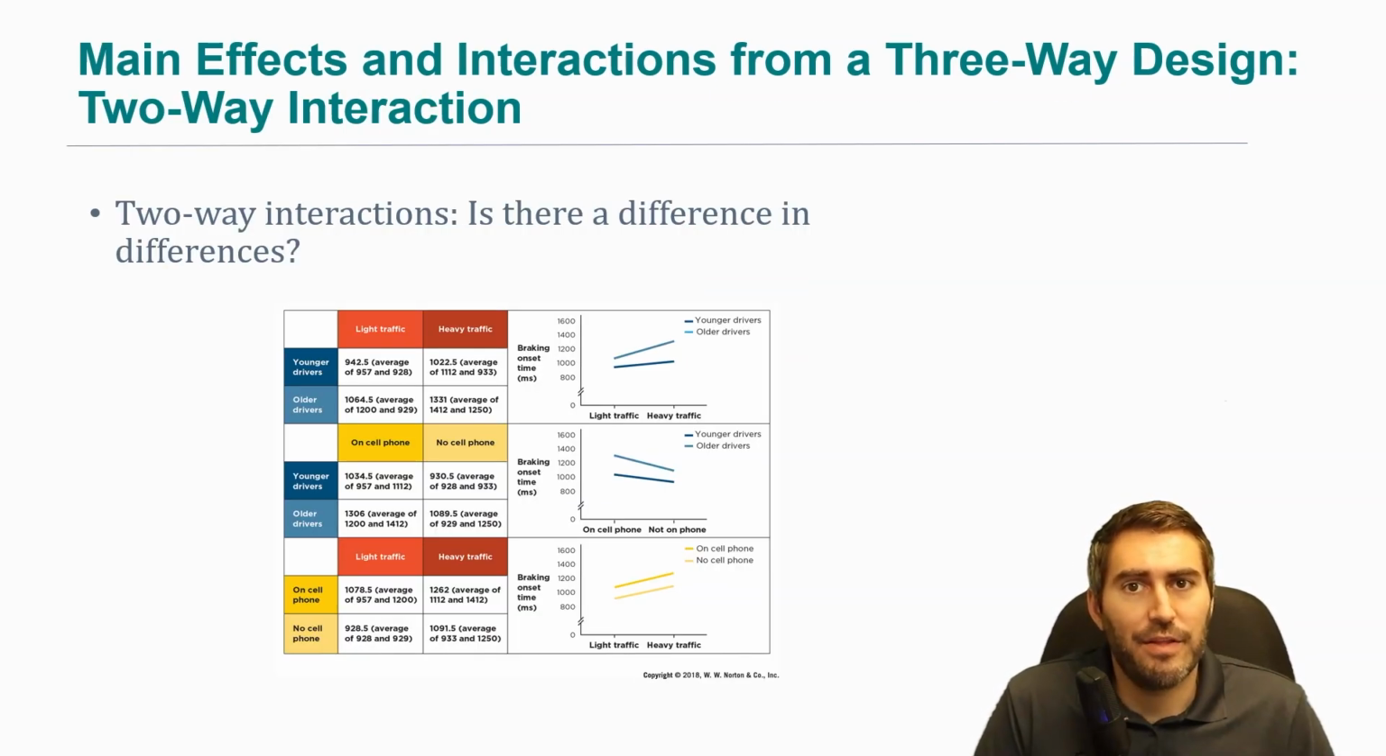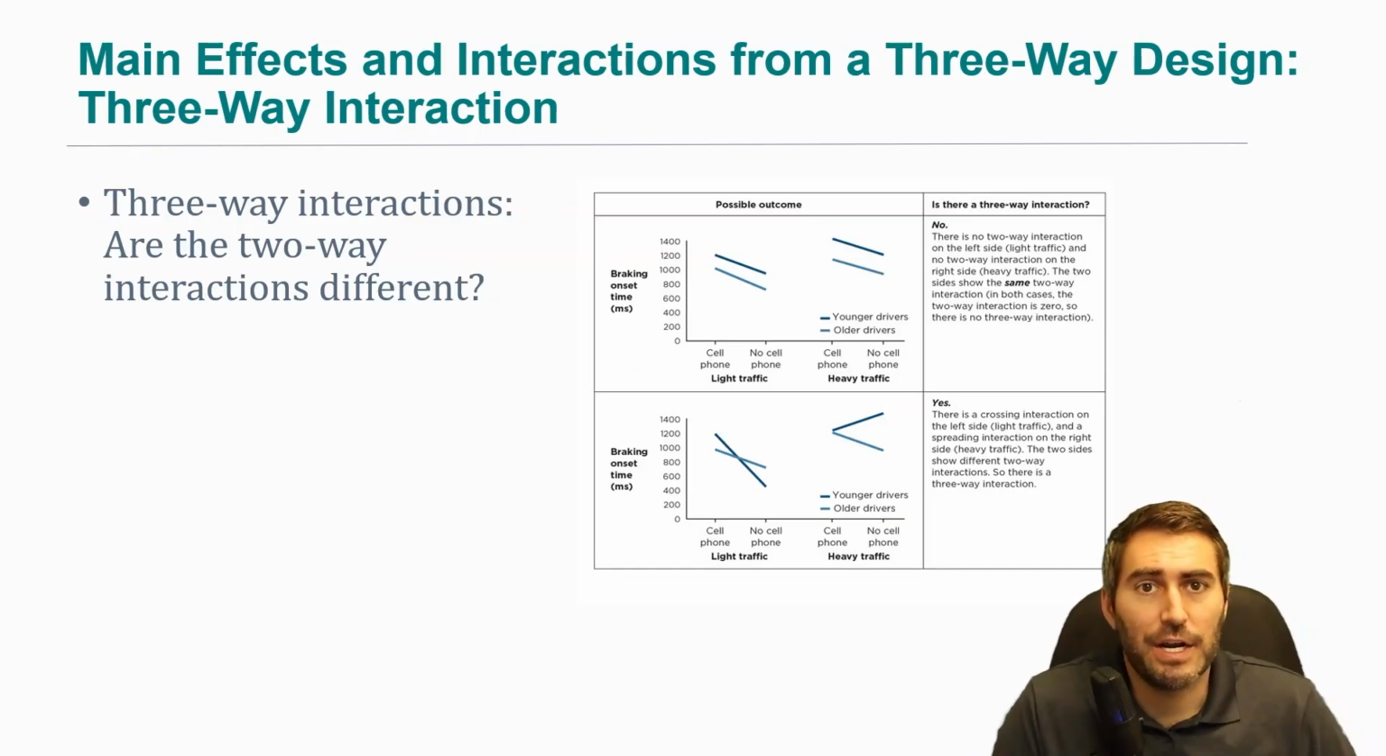In a 3-way design, there are 3 possible 2-way interactions: age by traffic condition, age by cell phone condition, and cell phone condition by traffic condition. To examine each of these 2-way interactions, you make 3 2 by 2 tables, shown in the figure here. After computing the means, you can look at the difference in differences. However, it's probably easier to graph the interaction and look for non-parallel lines. We can see in these example graphs that there are no 2-way interactions present. However, this should still be followed up by statistical tests just to make sure and look for statistical significance.